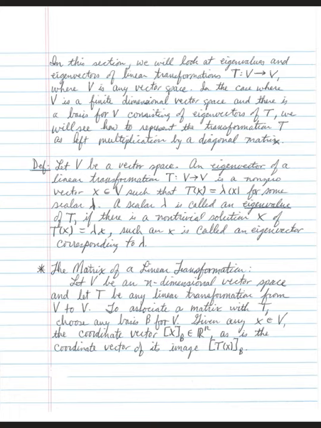A scalar lambda is called an eigenvalue of T if there is a non-trivial solution x such that T of x equals lambda x. And x is called an eigenvector corresponding to lambda, your eigenvalue. The matrix of a linear transformation: let V be an n-dimensional vector space, and let T be any linear transformation from V to V. To associate a matrix with T, choose any basis for V.